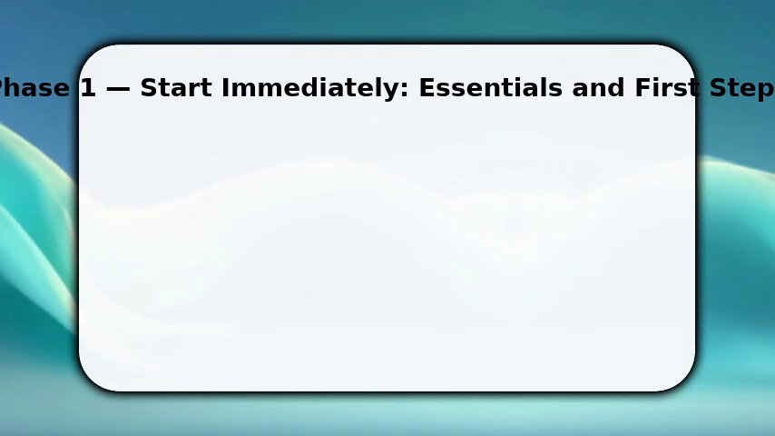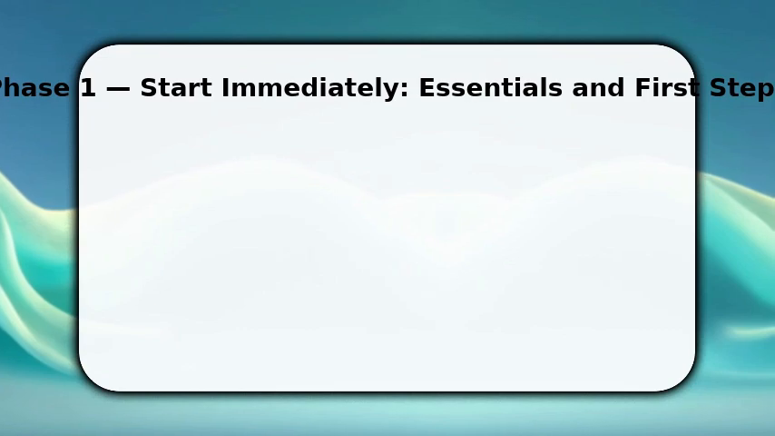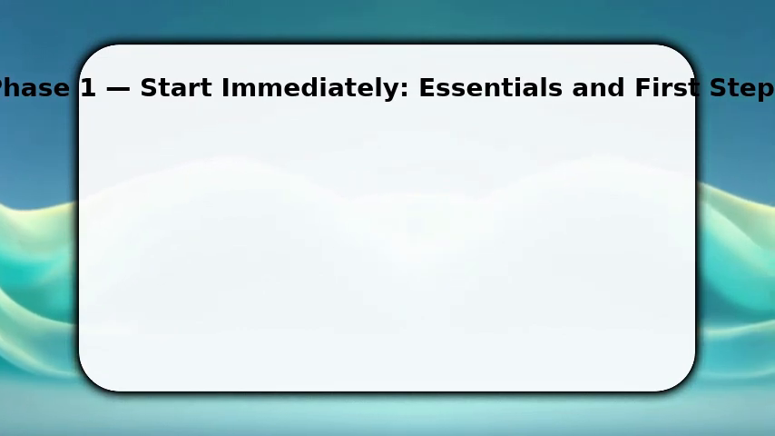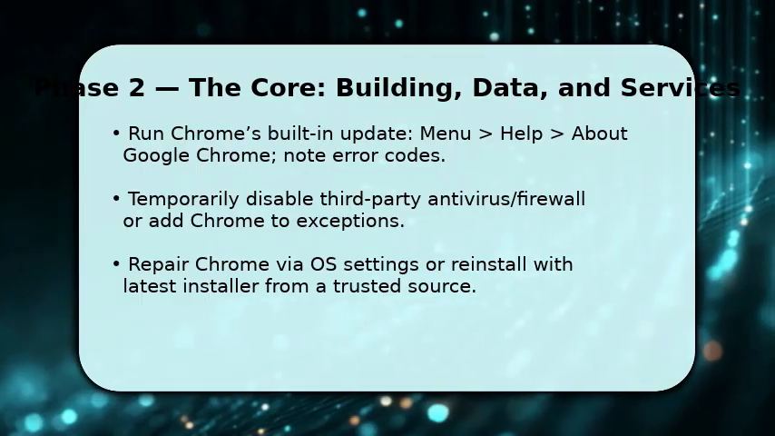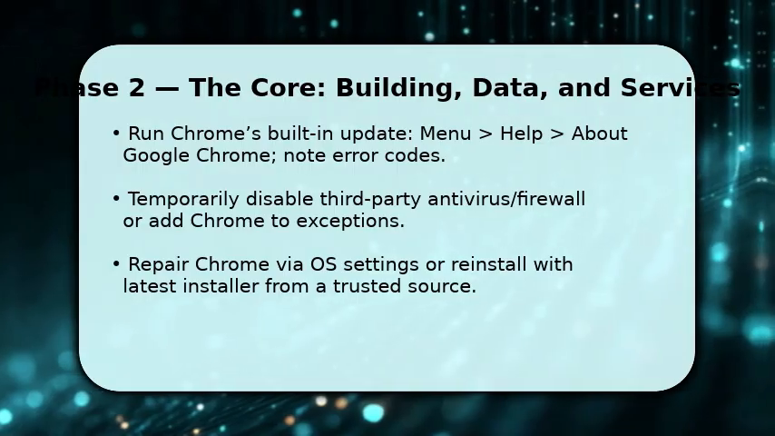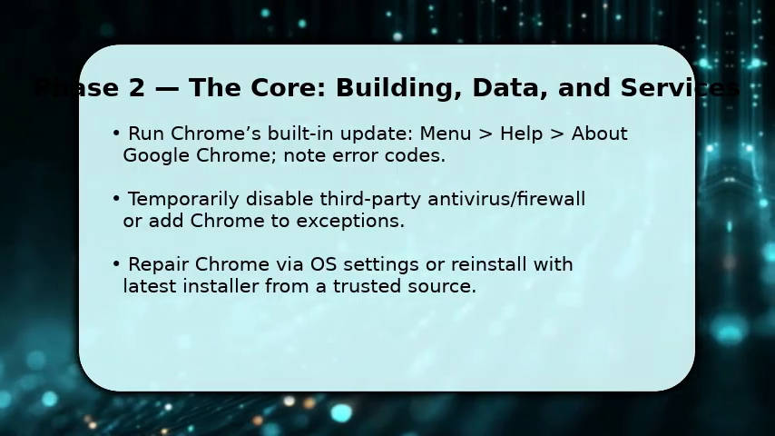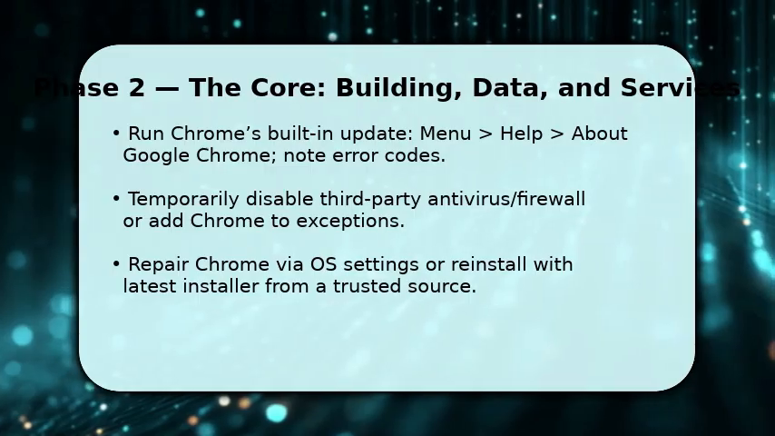Now, close all Chrome windows and taskbar processes. This prevents file locks during the update and prepares you for the installer steps ahead. You open Chrome's menu, go to Help then About Google Chrome to force an update, and note any error codes you see. If the update still fails, temporarily disable third-party antivirus or firewall. These often block installers, and then try again.